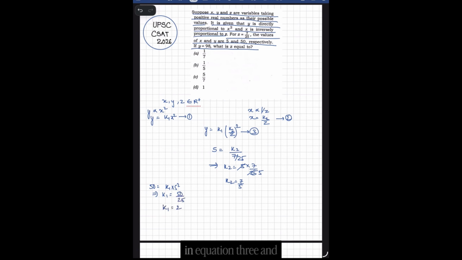Now let's put those values in equation 3 and let's put y as 98 and then find the value of z. So 98 is equal to 2 into (7 by 5 upon z) whole square. So this gives us z square is equal to 2 into 49 by 25 upon 98. This, when simplified, gives us z square is equal to 1 by 25. So z is equal to 1 by 5. Since x, y, and z are positive real numbers, we are not taking the value of z as minus 1 by 5. So 1 by 5 is the answer and the correct option is option B.